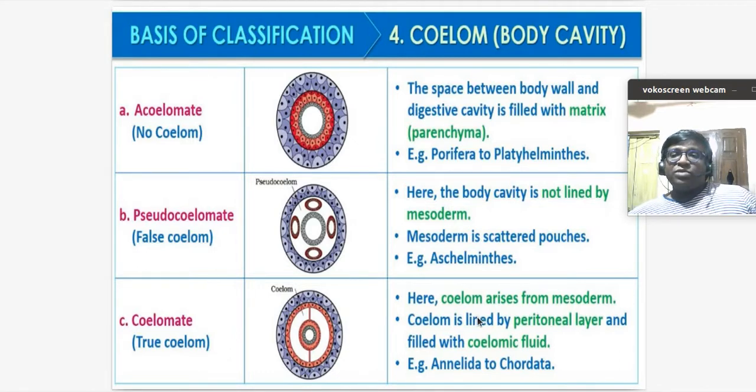So it is very easy to write these attributes. The acoelomate condition you notice in the flatworms, also called Platyhelminthes. Then pseudocoelomate or false coelom you notice in case of roundworms, also called Aschelminthes. Coelomate animals, you notice from Annelida to Chordata, all of them have true coelom, wherein the coelom or body cavity is lined by the mesoderm.